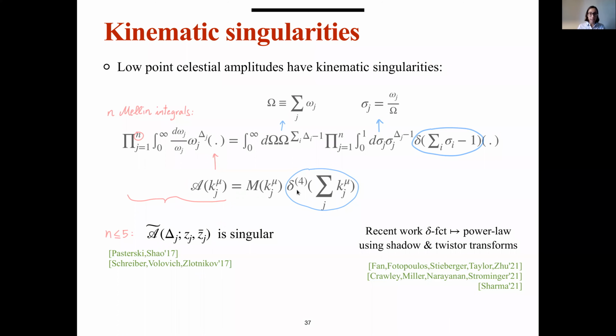So in general, if the number of particles involved in the scattering process is smaller than or equal to 5, then some of these 5 delta functions will remain in my final celestial amplitude. So the final celestial amplitude has kinematic singularities, which arise either in the positions z_ij or are constraints on the conformal dimensions. And there's recent interesting work that tries to tame these delta function singularities and make them more like power law, such that the celestial amplitude looks much more like a vanilla celestial CFT correlator. And these recent works use in particular shadow transforms, but also twistors.